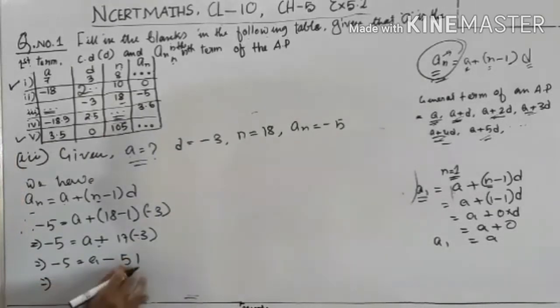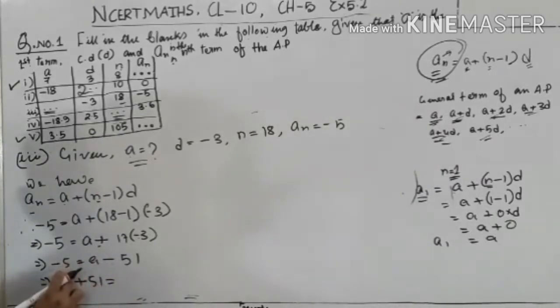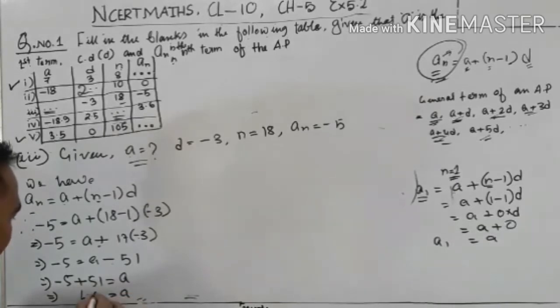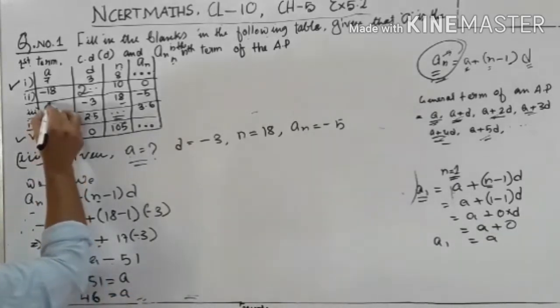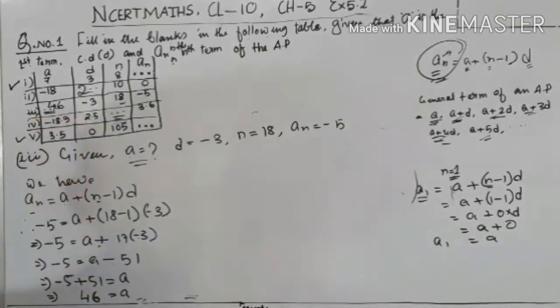Okay, fine. Let us transpose this to the left hand side. So minus 5 comes here, and 51 turns positive, because on transposing it takes the place of the positive. So 51 minus 5, how much is it? It will be 46. So what is the first term? That is 46. Okay, so 46 comes here. Right? Okay, fine.